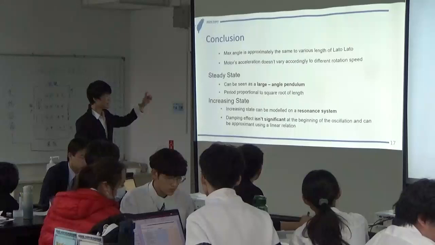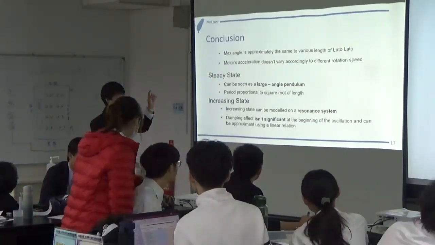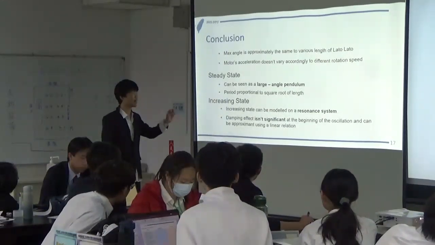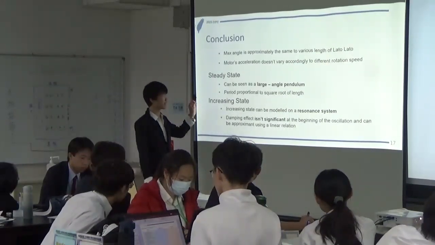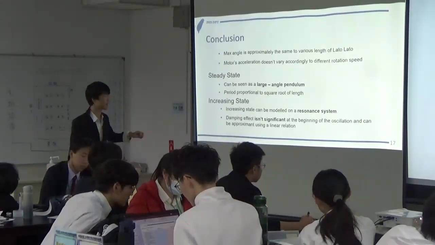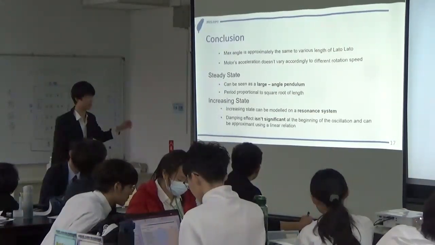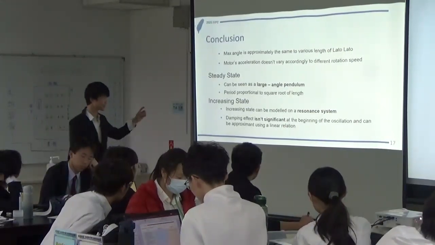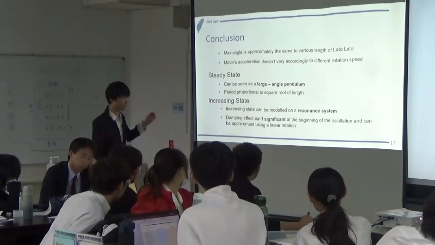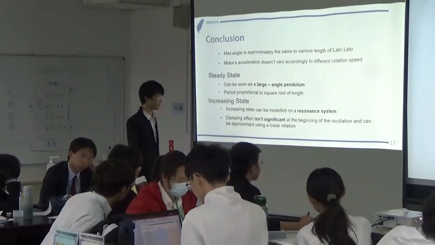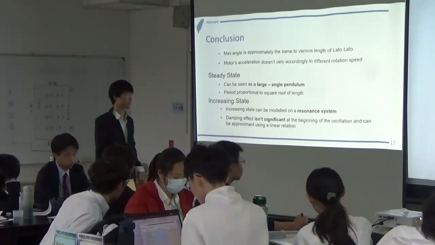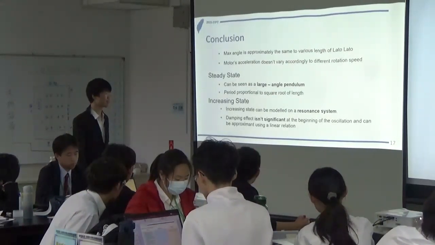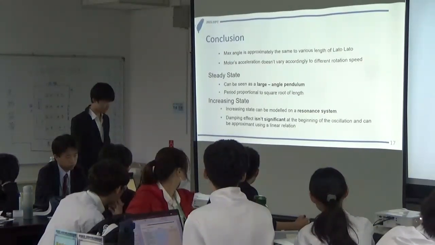And then for the steady state phenomenon investigation, we can see that it can be seen as a large angle pendulum, and also the period is proportional to the square root of length. Also, the increasing state of it can be modeled as a resonance system, and the damping effect is not significant at the beginning of the oscillation and can be approximated using derivation.